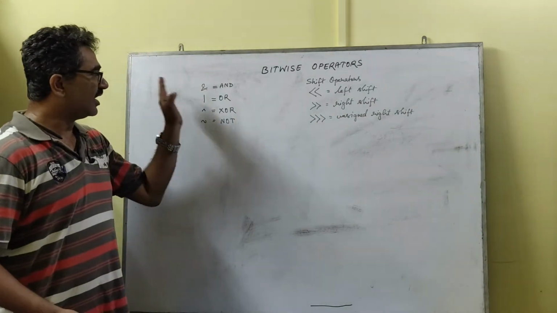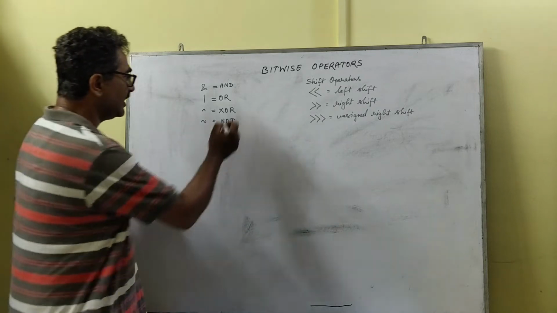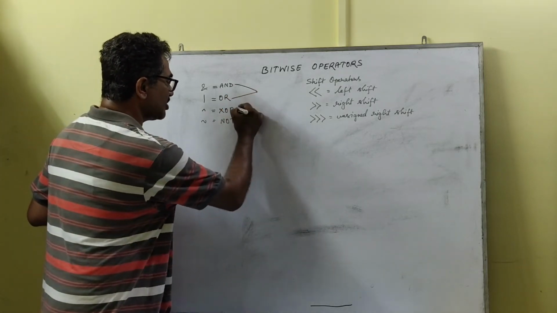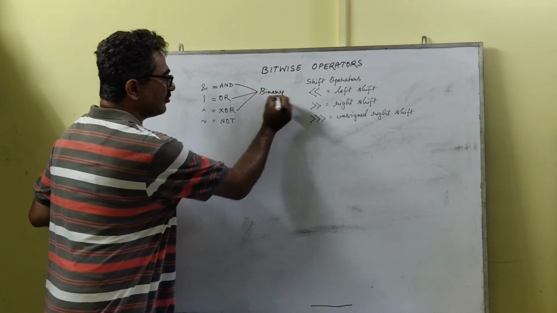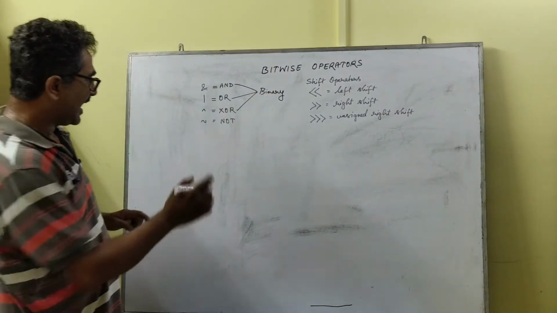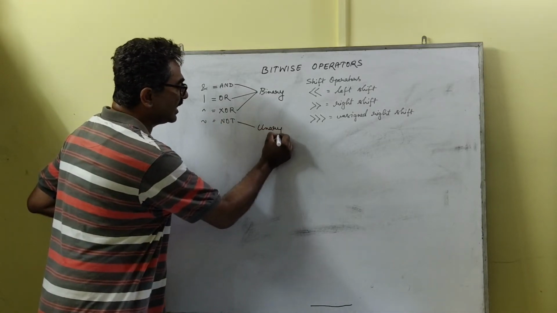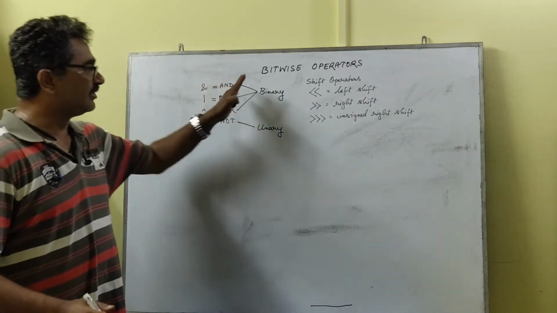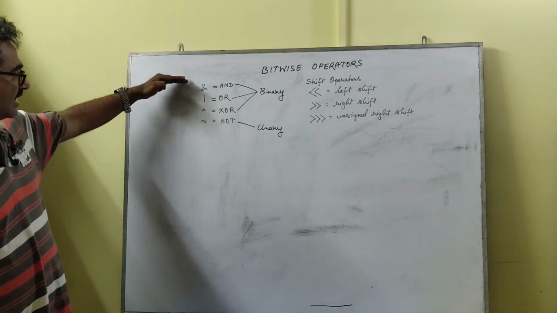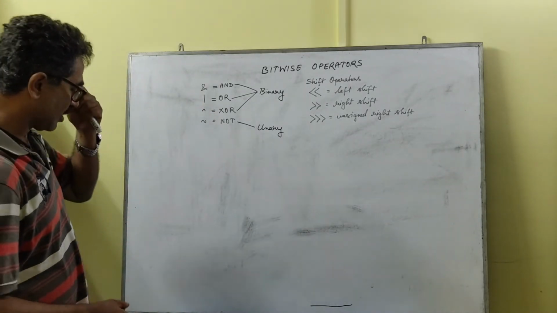Before beginning with anything, let me tell you, these 3 are called binary bitwise operators because they work with 2 operands. And this is called a unary bitwise operator because it works on a single operand. So this should be clear. First of all, we are going to begin with the binary bitwise operators, that is AND, OR and XOR. And then we are going to see the NOT bitwise operator.